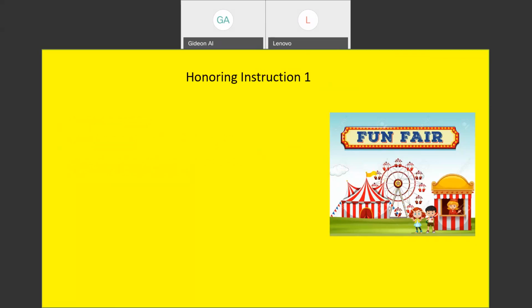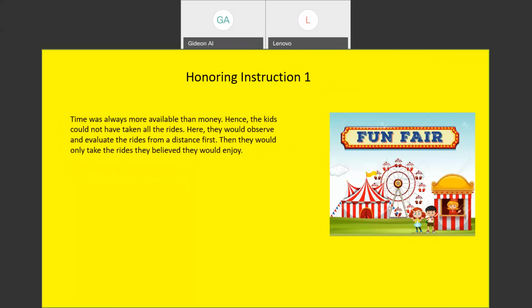That means what you will do, you will first observe all the rides from a distance, and then you will take only those rides that you believe you can enjoy. It is typically cost-conscious behavior. In the real world also, whenever money is very important and you have all the time in the world, you can spend an insane amount of time in a shopping mall trying to figure out which shirt you need to buy. Right? Because time is there, money is important here. So you are prepared to spend an extra 2 hours in the shopping mall just to get 100 rupees discount. Right? So that's the kind of typical behavior that you are looking at under this particular condition.